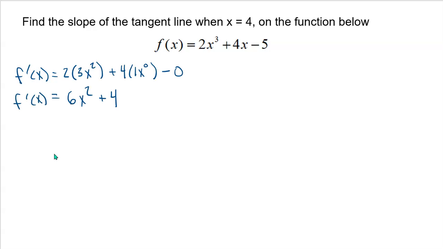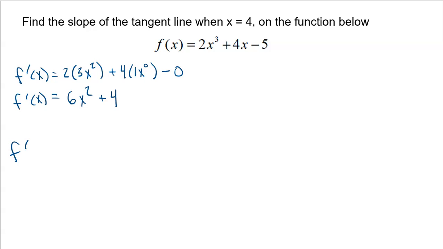And there it is, 6x squared plus 4. I basically had to use the power rule and the constant multiplier rule as well as the constant rule. But hopefully you can follow my work to see how I got that derivative. All right, now remember, the derivative is literally a function that finds the slope at a given x value.